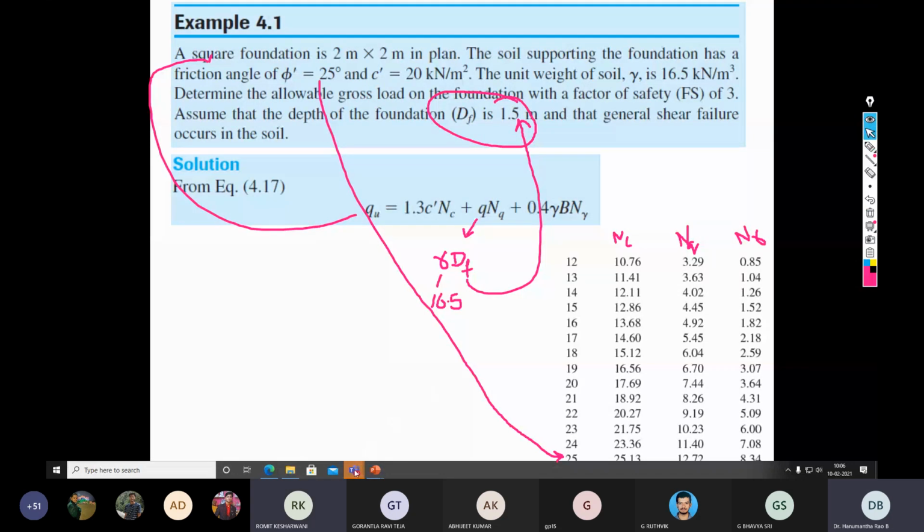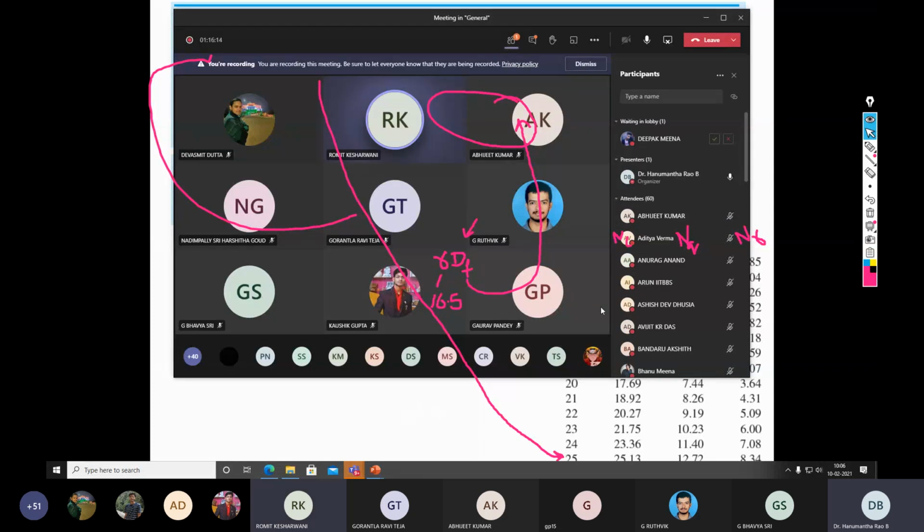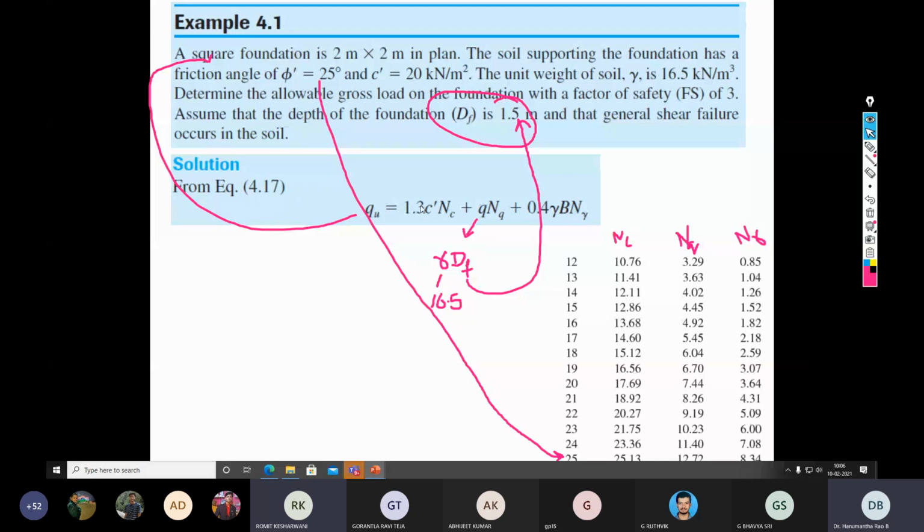Sir, what will happen if this is a rectangular footing? Suppose it is 4 by 2 or 2 by 4, or 3 by 2, 2 by 3. Then instead of this 1.3, there will be some other factor, maybe 1.2 or 1.4, something like that. And what to take as B, sir? In square we are taking B as 2. Then what about in a rectangle? In a rectangle, whichever is the smallest dimension.